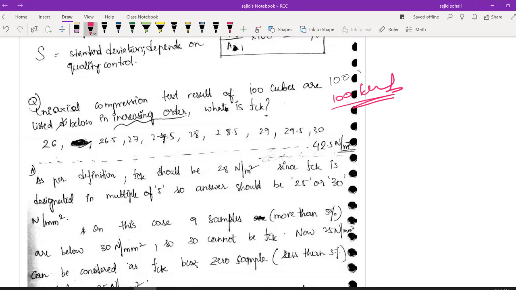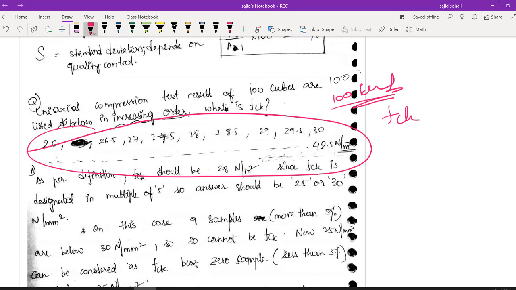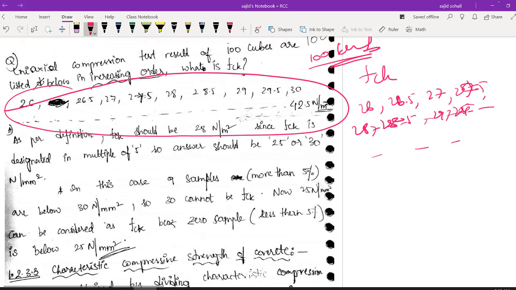And I have told you what is FCK of this. I have given strength of all these 100 cubes. Let us say it is starting from 26, 26.5, 27, 27.5, 28, and so on. Okay, 28.5, 29, 29.5 and so on up to 100 values, whatever you have. So can you tell me what is FCK of it?